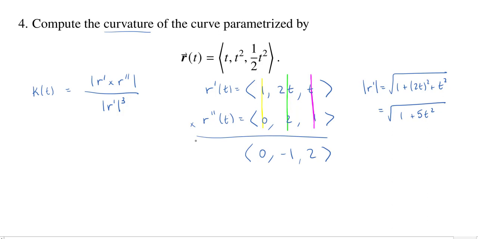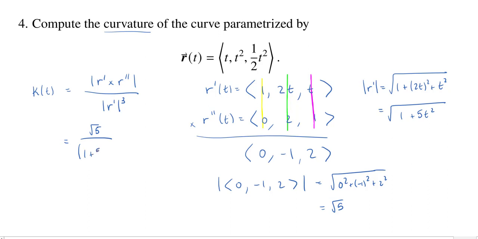And we want to take the magnitude of it. So we take the magnitude of (0, negative 1, 2), and that ends up being the square root of 0 squared plus negative 1 squared plus 2 squared. So 1 plus 4 is 5, and we get the square root of 5. And so our curvature is going to be the square root of 5 over, well, we need to cube this magnitude. We might as well write it as to the 1/2 power, so that when I cube it, I have 1 plus 5t squared to the 3/2 power.